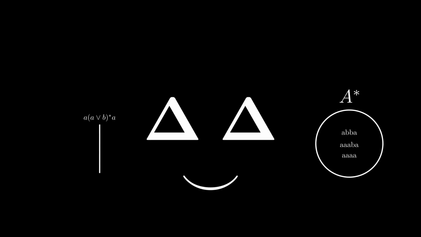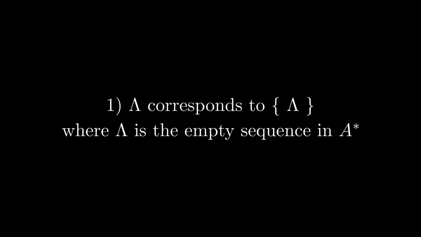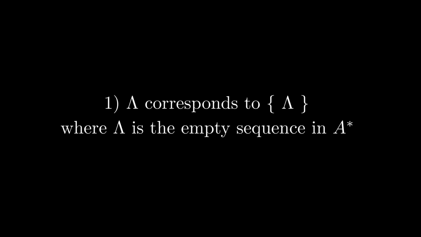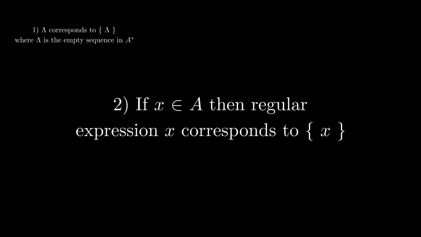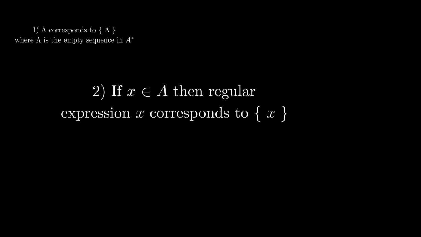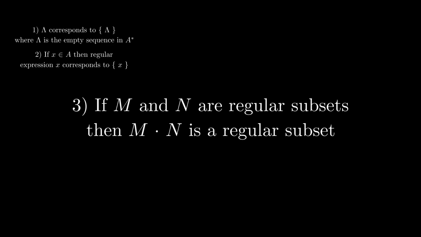Regular subsets have 5 rules, each corresponding to a rule for regular expressions. First, if our regular expression only passes the empty sequence, then the regular subset is the set of the empty sequence. Second, if our regular expression passes a symbol from the alphabet, then that corresponds to the regular subset containing that symbol. Third, we can concatenate regular subsets to create a new regular subset.